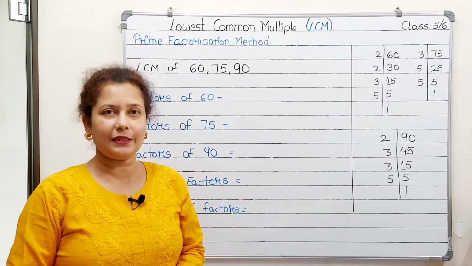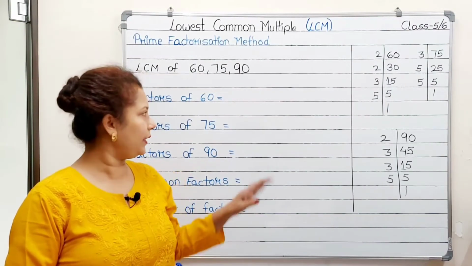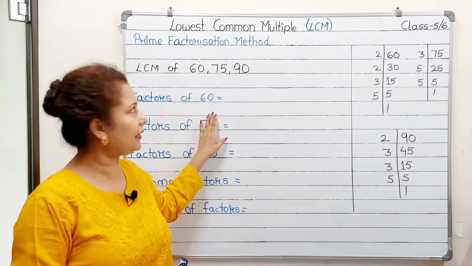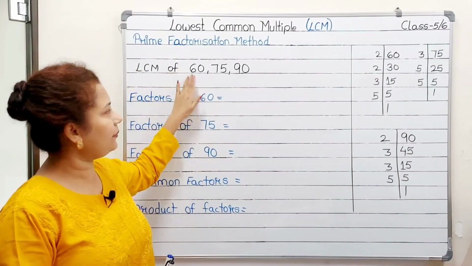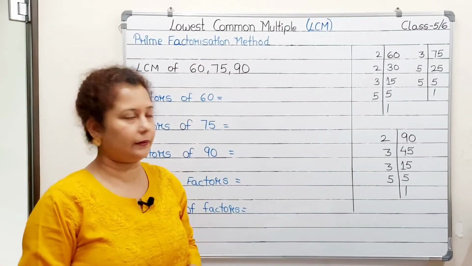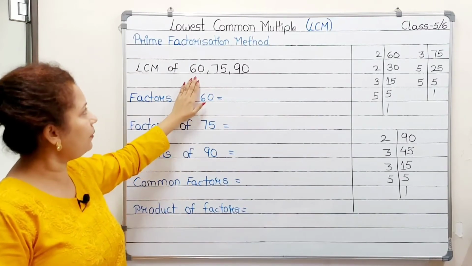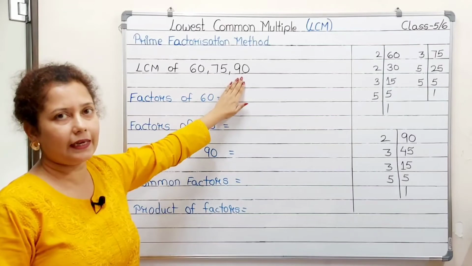Some students find this method a little confusing. So I will take one more example to practice how to find LCM by prime factorization method. So we will find LCM of 60, 75 and 90.